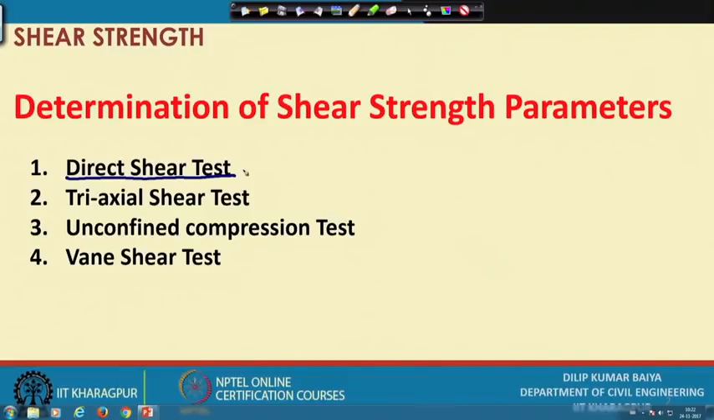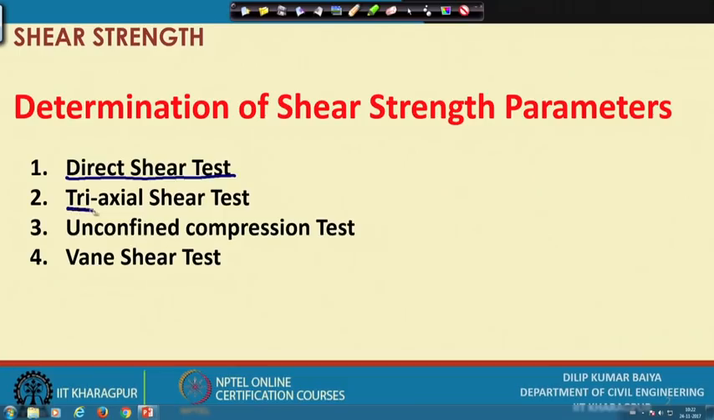And then the direct shear test will be suitable for some soil types. Not all soil can be tested, but commonly we use it for cohesionless soil, that is sand, and obviously we can do it for other soil, but it is not so simple. Whereas the next one is the triaxial shear test.